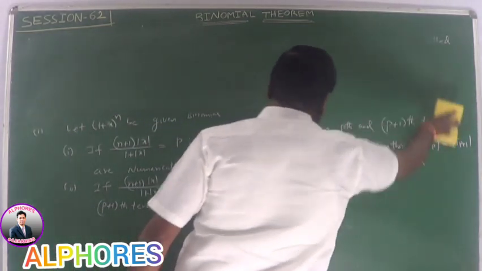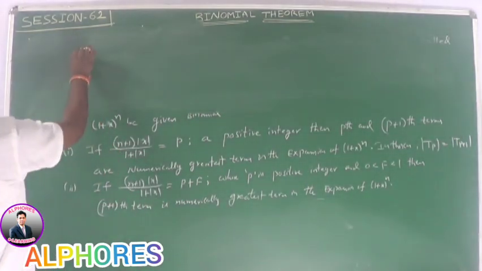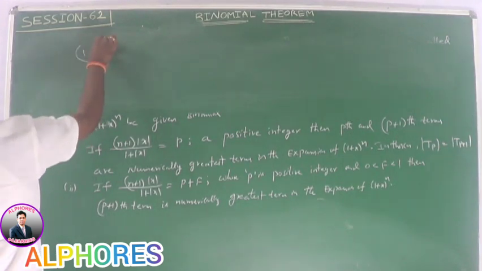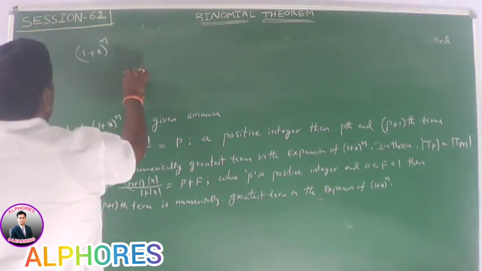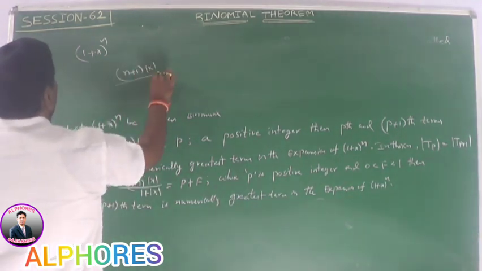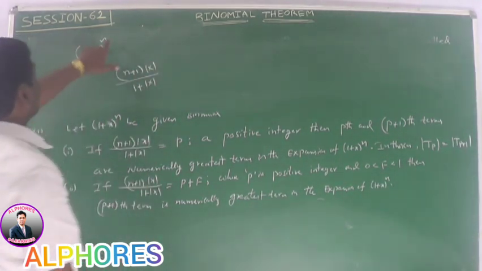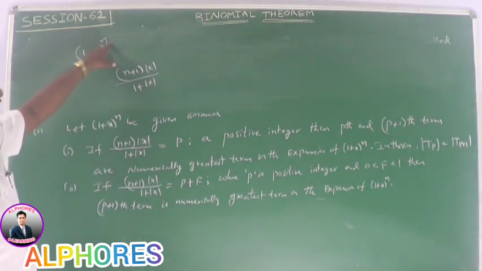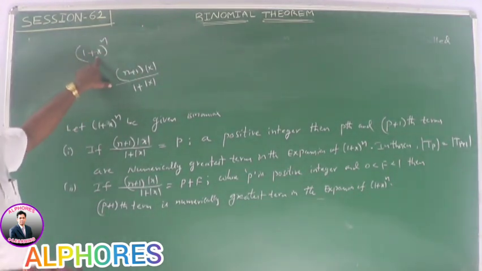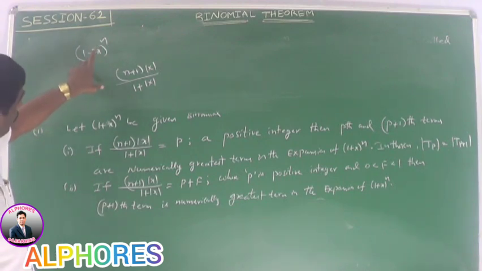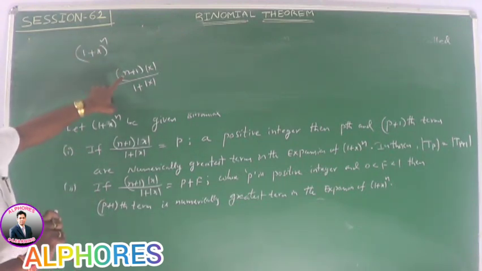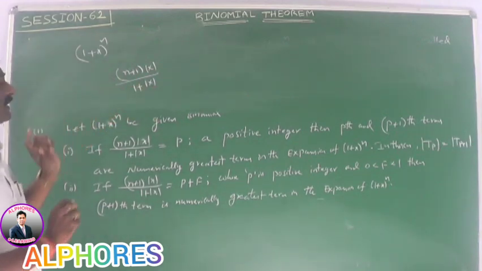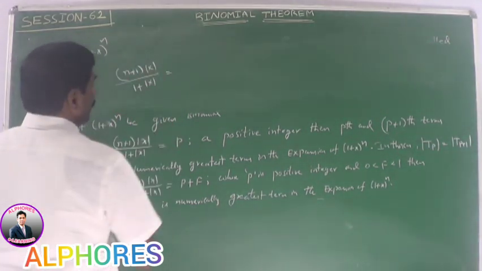Please observe this. The given binomial expansion is (1 + x)^n. To find the numerically greatest term, first we find the value of (n + 1)|x| / (1 + |x|). n is the index of the given binomial, and the value of x is taken from the given. By taking these values, we find the value of this expression.